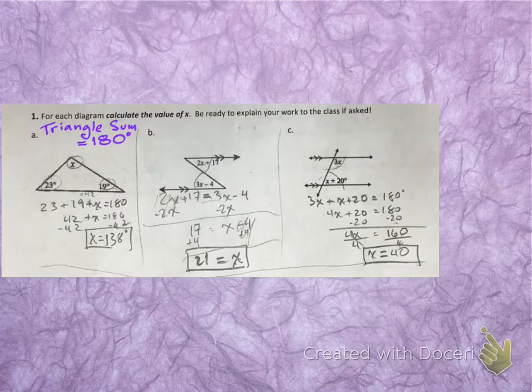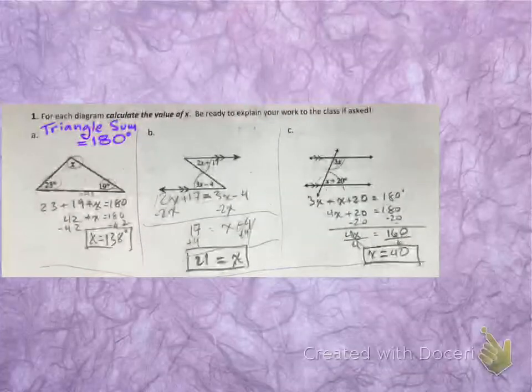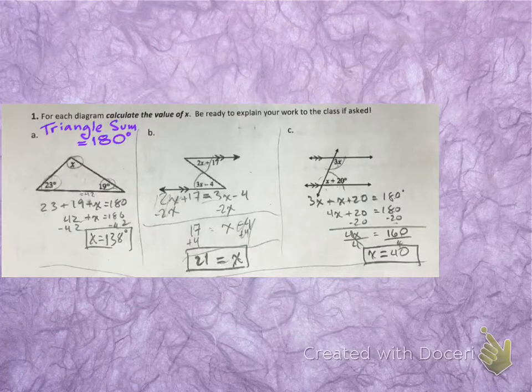In the first problem, that's the triangle sum theorem. All the angles in a triangle add up to 180. So you can see the equation there. That's 23 plus 19 plus x equals 180 degrees. Solve that equation for x and you get your answer pretty easily there.